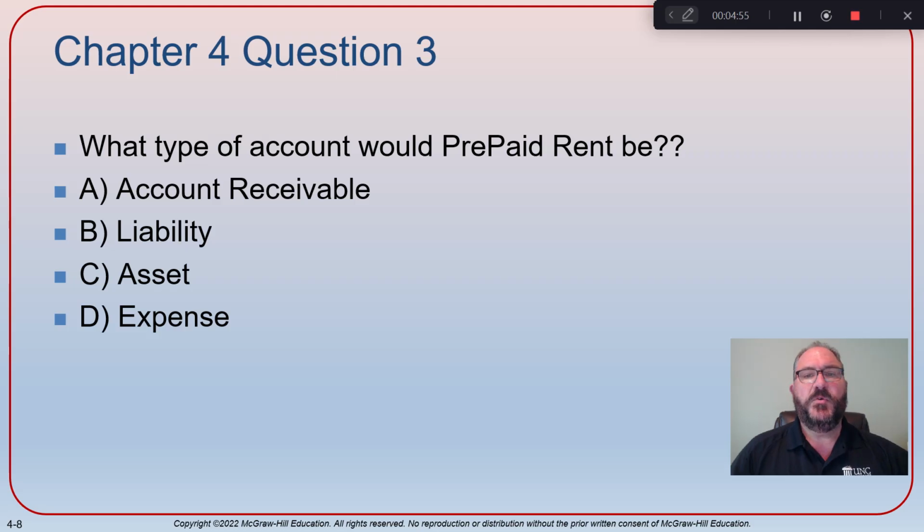So here you go. What type of account would prepaid rent be? Prepaid rent. What type of account would prepaid rent be? We've seen this one a couple times before. Okay?